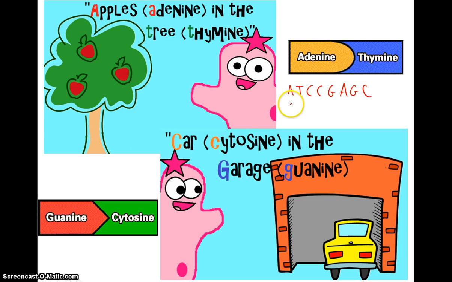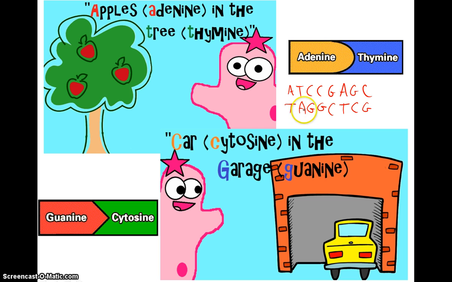So A goes with T because apple's in the tree. T goes with A, apple's in the tree. C goes with G, car in the garage. C goes with G. G goes with C. A goes with T, apple in the tree. G goes with C, car in the garage. And C goes with G, car in the garage.